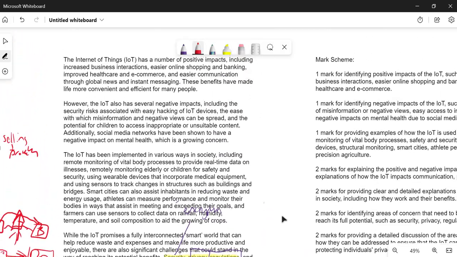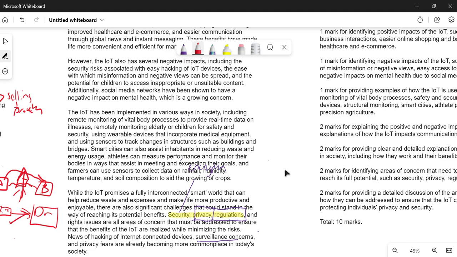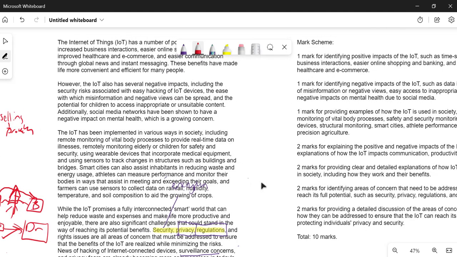So overall, this will probably get 8 or 9 marks out of 10. But I think you can make it better.